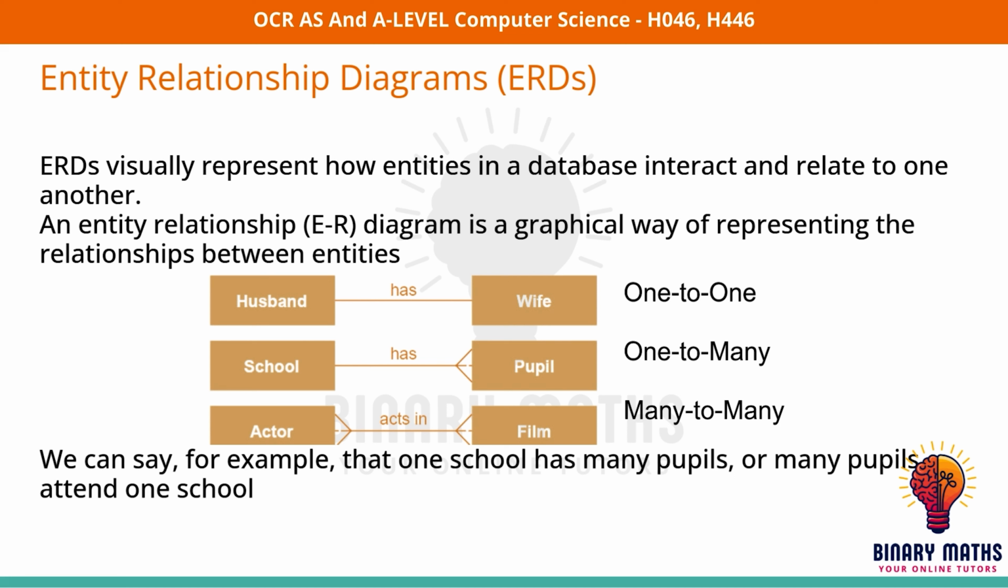For example, let's say we're designing a database for a hotel. We might have entities like guests, rooms, and bookings. In an ERD, each entity is represented by a rectangle, and the relationships between them are shown with lines. For example, a line between guests and bookings might show that one guest can make multiple bookings, while a line between rooms and bookings might show that each booking is for one specific room.